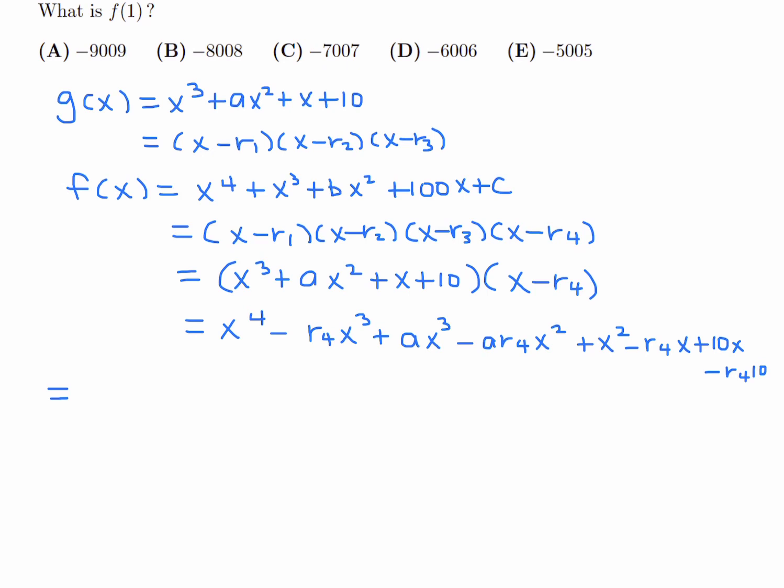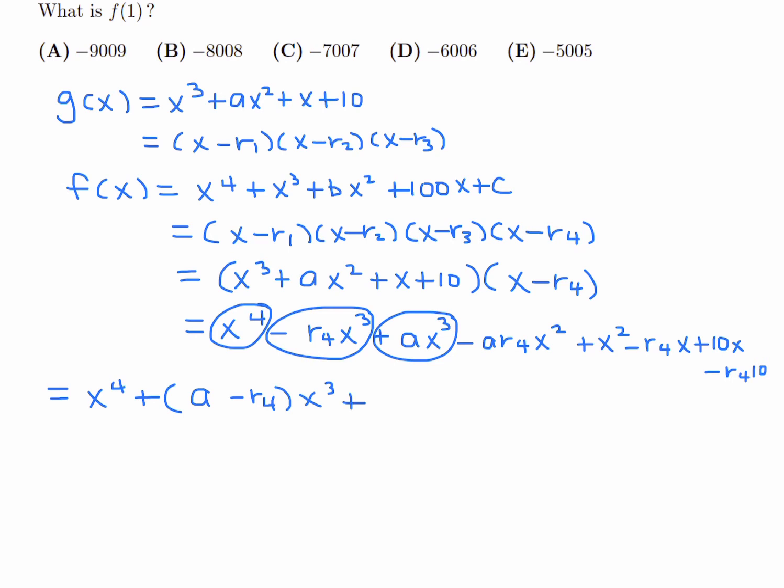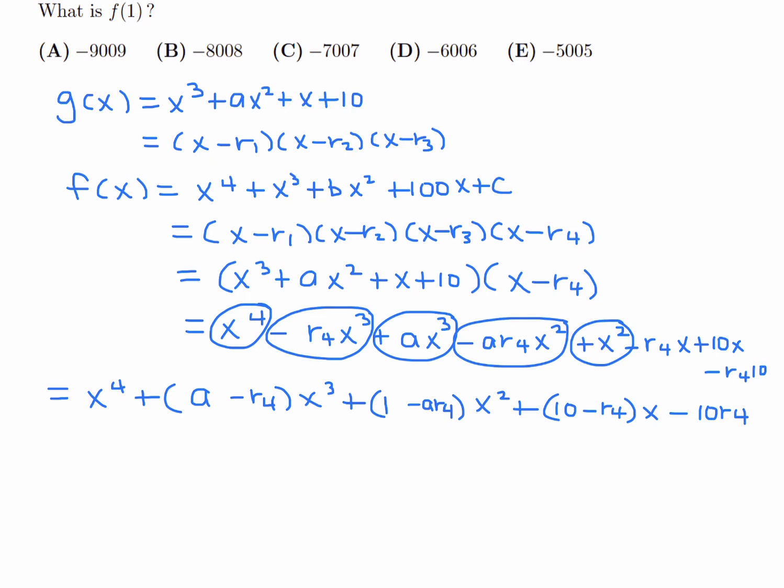Now, of course, I'd like to collect like terms. So x to the power of 4, and then let's see what I get for x to the power of 3, that coefficient, minus r4 and a. So a minus r4. And then x to the power of 2, what's that coefficient going to be? Minus a r4 and then 1, it seems like. Okay. And then for x, looks like 10 minus r4. And then I've just got this 10r4 as the final constant.